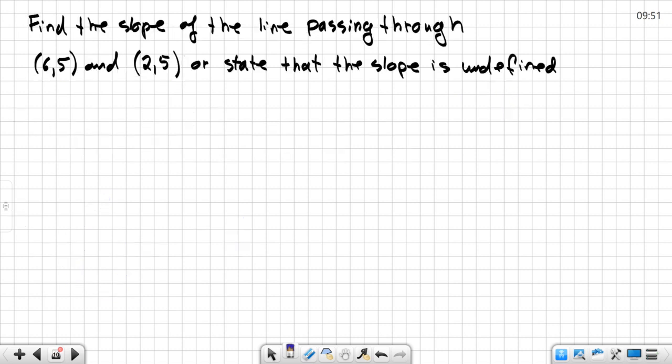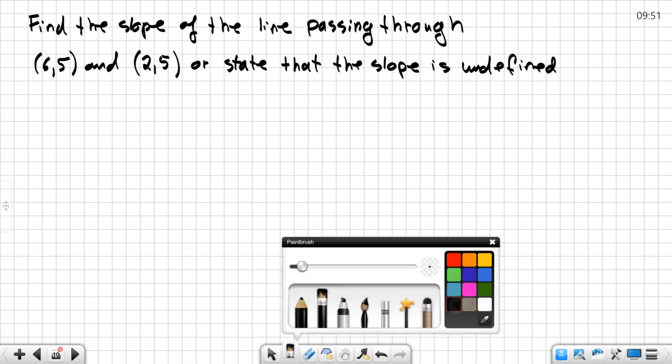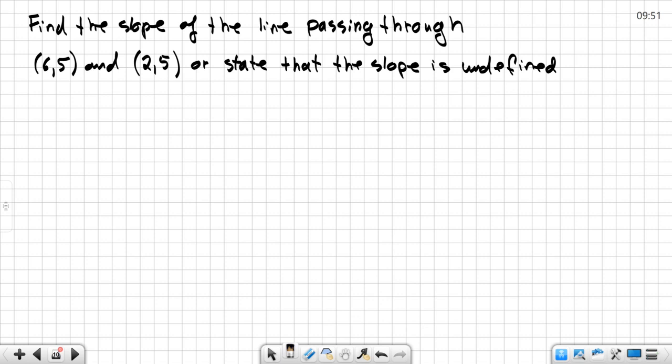All right, let's have a look at another one. Find the slope of the line passing through (6, 5) and (2, 5), or state that the slope is undefined. So, I'm looking at my 2 points, (6, 5) and (2, 5), and I immediately notice something. The thing that I notice is that the y-coordinate in both cases is the same.